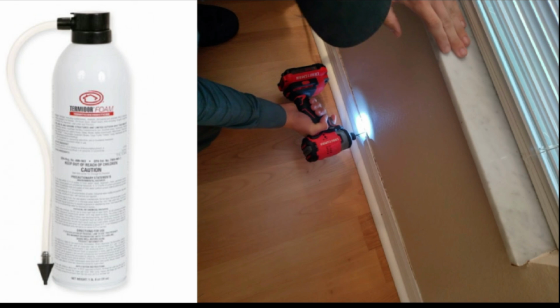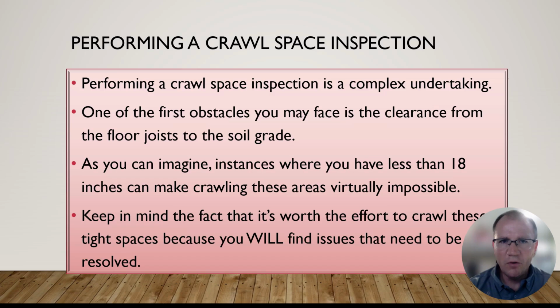Again, that's where a tool like the TermaTrack Eye Tracker really comes in handy. Performing a crawlspace inspection is a complex undertaking. One of the first obstacles you may face is the clearance from the floor joist to the soil grade. As you can imagine, instances where you have less than 18 inches can make crawling these areas virtually impossible.